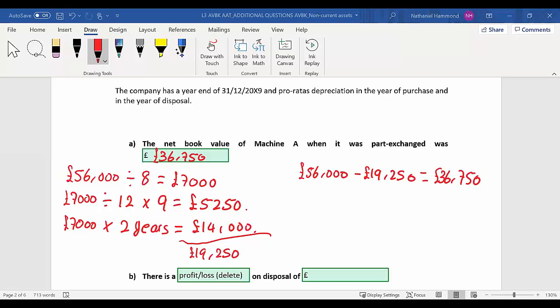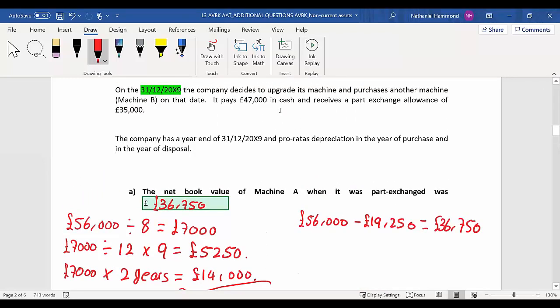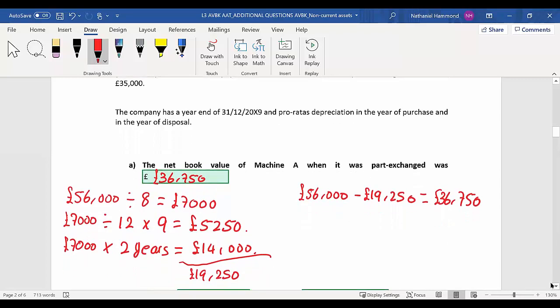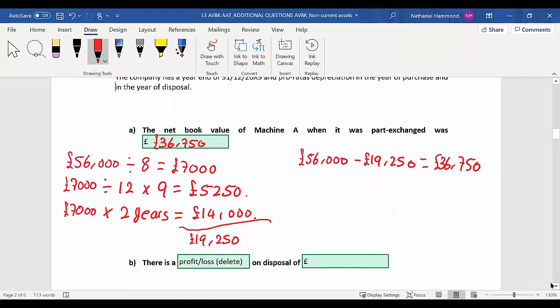So we've been asked, is there a profit or loss on disposal now? Relatively straightforward. In this instance, we're now going to compare the amount that we have just calculated against the amount we sold the asset for. So if we just scroll up and check the question again. So we know we received a part exchange allowance of £35,000. So when we compare the two, it's evident that we have made a loss of £1,750. And when we come to fill in the disposals account, you'll see how that links together. So let's move on to the double entry.